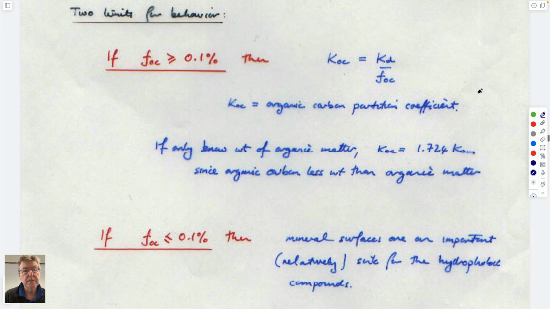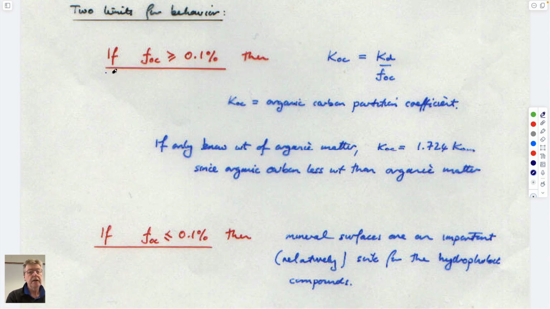So we can define two limits in behavior. If the amount of carbon in our aquifer is larger than 1,000th by weight, 0.1%, then we can use the expression I just mentioned and get the distribution coefficient, which is what we want, from the organic carbon partition coefficient multiplied by the fraction of carbon. So this would be a decimal, not a percentage. 0.1% is actually 0.001, of course, right?